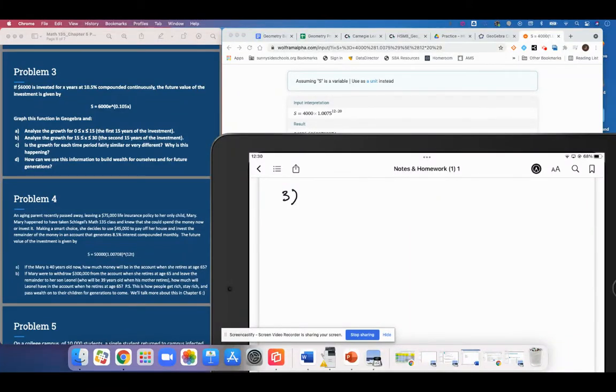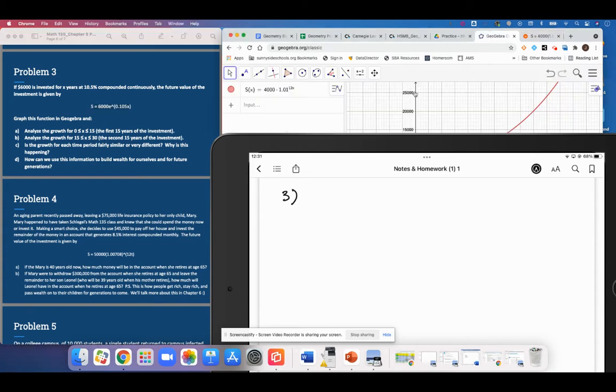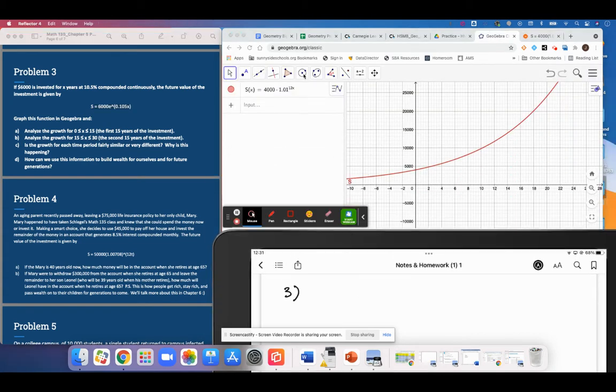And with number 3, we've got $6,000 being invested for X years at 10.5% compounded continuously. The future value of that investment is given by that equation. We're asked to graph that function in GeoGebra, analyze the growth from 0 to 15 years, and then from 15 to 30 years. And then, is the growth for each time period fairly similar or different? Why is this happening? And how can we use this information to help build wealth for ourselves and for future generations?